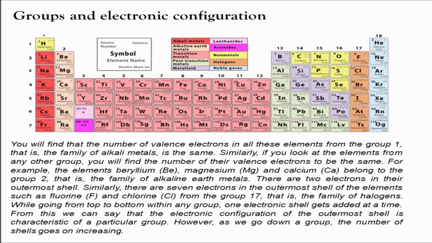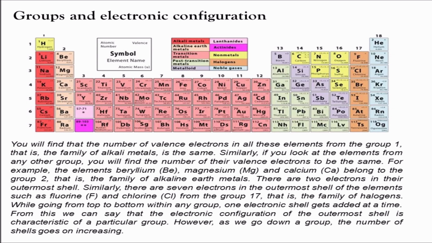If you say group, that will be the electrons that have a proper direct connection with the electronic configuration of a particular element. However, as we go down a group, the number of shells goes on increasing. One more example I would like to show you.